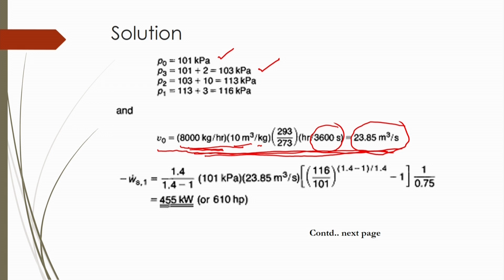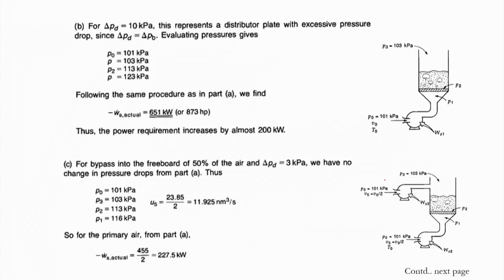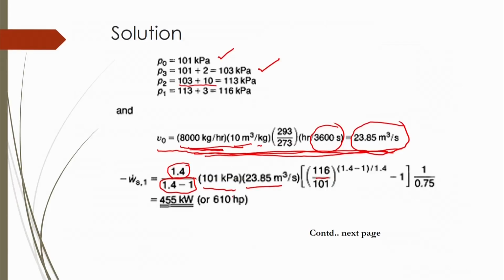Now, what should be the shaft work for this? If you substitute all the values in this equation of the shaft work in ideal condition, then you will see that it will be gamma by gamma minus 1 into P1 into the volume V1, that is 23.85 meter cube per second, into P2 by P1. P2 here is coming 116. How is it calculated here? P2 is nothing but 103 plus 10. What is 103? This is nothing but the P3. According to this, this is your P3, then what should be P2 and P1? P2 is nothing but 103 plus 10. What is 10?